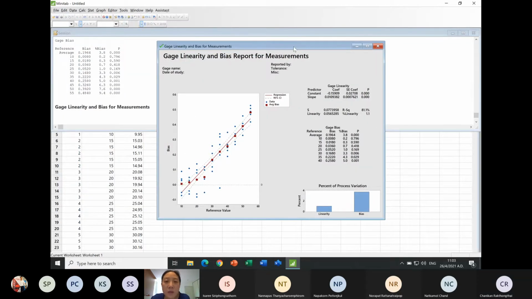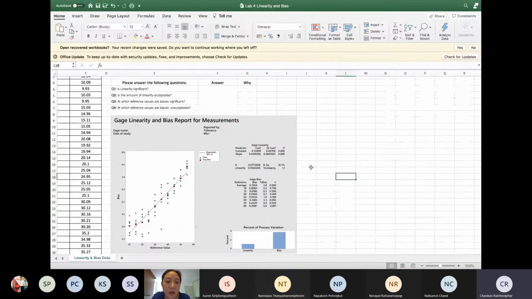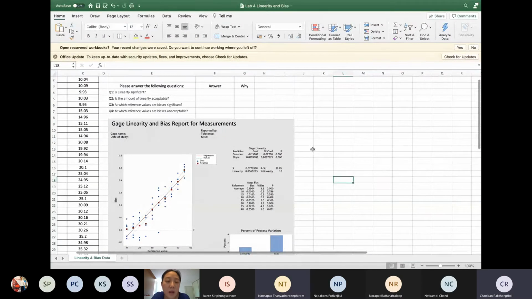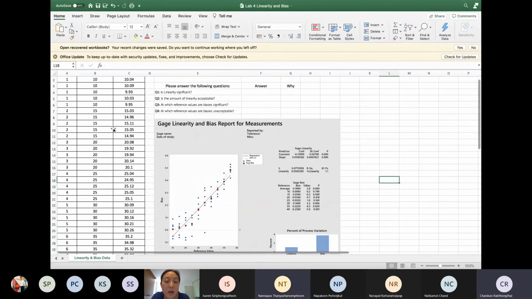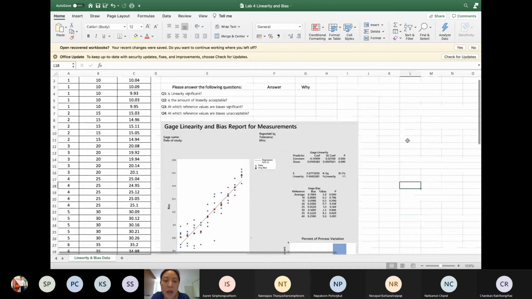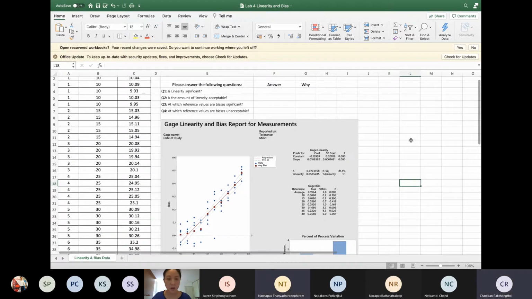Okay, Nannapat, have you got the graph yet? Yes, teacher. Yeah, and then you right click, copy the graph and paste it onto Excel. Got it. Okay, Nannapat, could you please answer the first question?